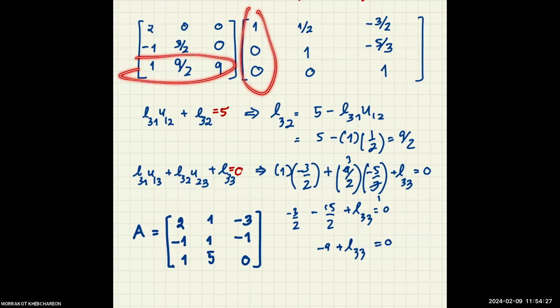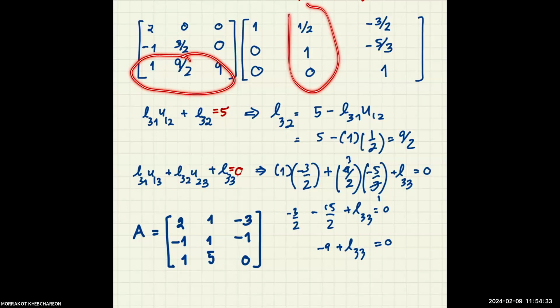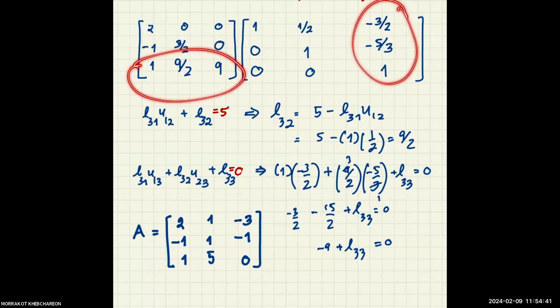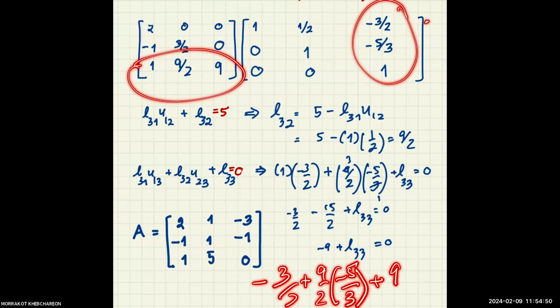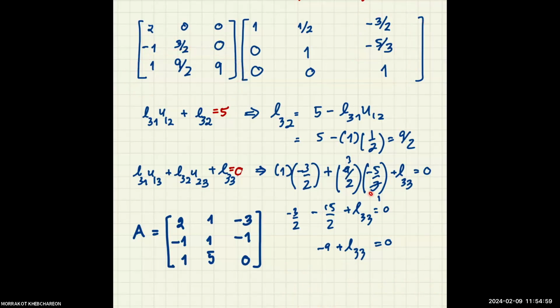This row times this column is 1. And this times this, 1/2 plus 9/2, 10/2, which is 5. Okay. And then this times this, you get minus 3/2 plus 9/2 times minus 5/3 plus 9 equal to 0. Okay. Is that correct? That's correct because it's just right here. Okay. So we got the correct factorization.